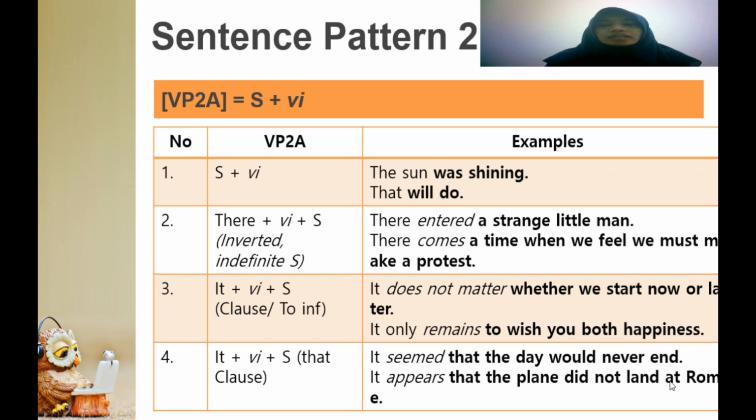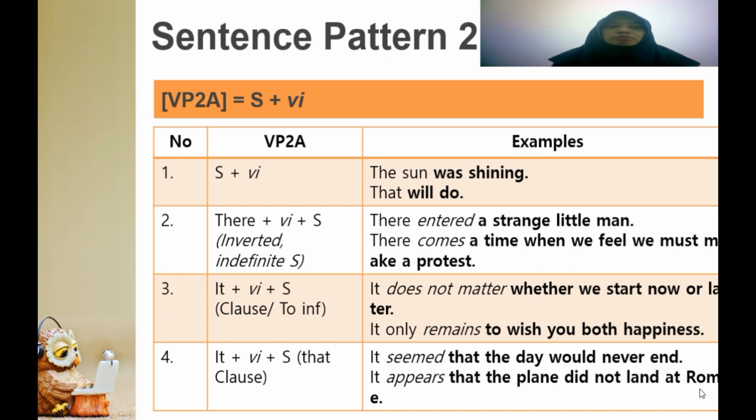It's similar with the second example. We have: there comes a time when we feel we must make a protest. So the subject, a time blah blah blah, here is indefinite, and it is started with the preposition there, and then the verb comes. So as you can see here, the subjects and the verbs are inverted because the subjects are indefinite.